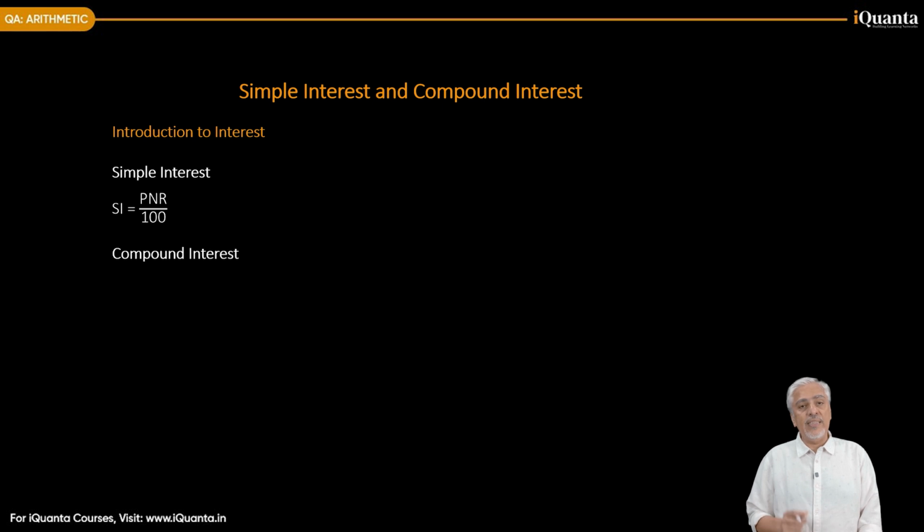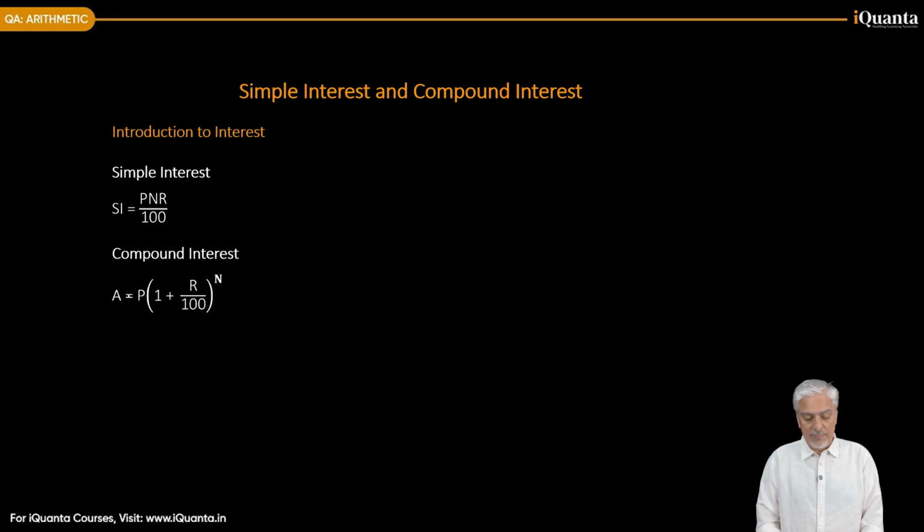For compound interest, there is no direct formula. You first calculate the amount. Amount is what you will actually get after 2 years, 3 years or n years. So the amount becomes P into (1 plus R upon 100) raised to n. P is your principal, R is the rate of interest. Suppose in the previous example, we took 8%. So 1 plus 8 upon 100, and n was 2 in that case, so raised to 2. And you will get the total amount.